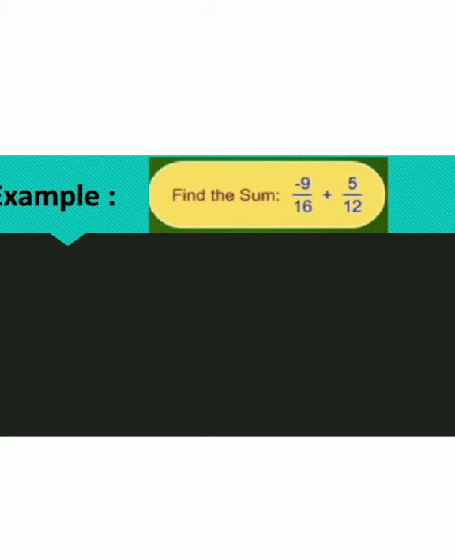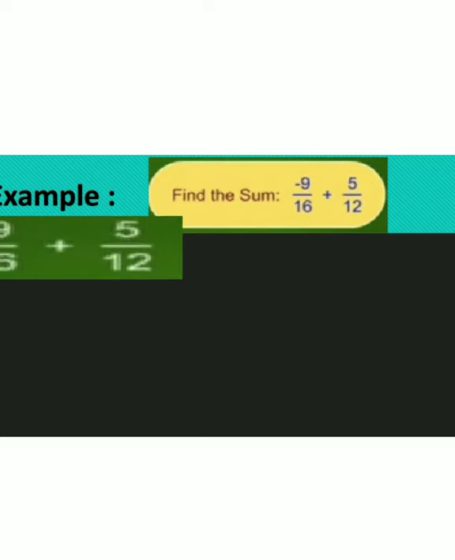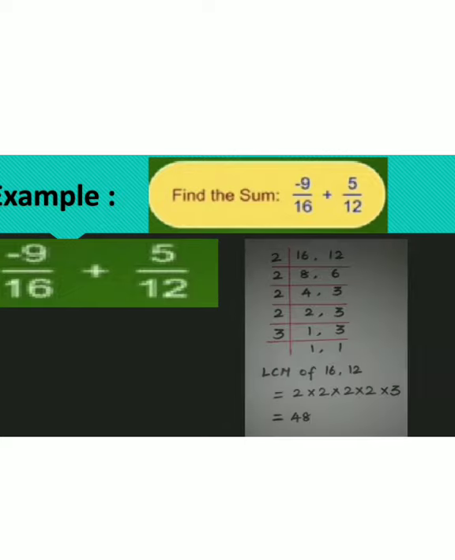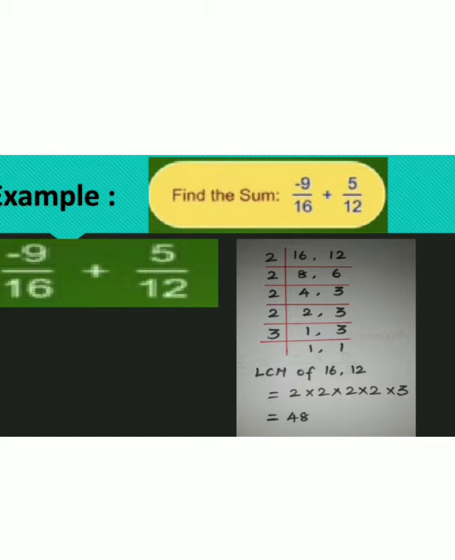Find the sum: minus 9 by 16 plus 5 by 12. Here also the denominators are different. So we are going to take the LCM. LCM of 16 and 12. So 2 times 8 2s are 16 and 6 2s are 12. Then 4 2s are 8 and 3 2s are 6. Then 2 2s are 4 and 3 we cannot divide by 2.